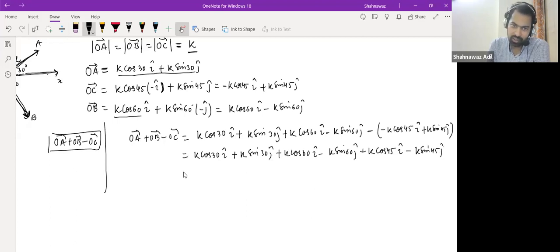Now let us simplify. Cos 30 is how much, guys? Root 3 by 2. And sin 30 is how much?